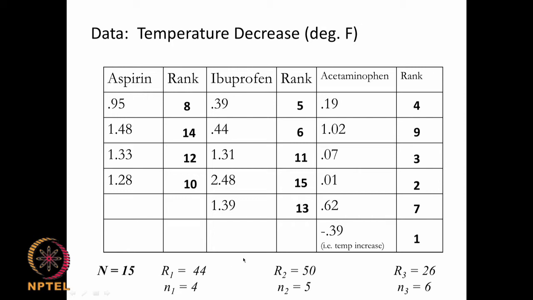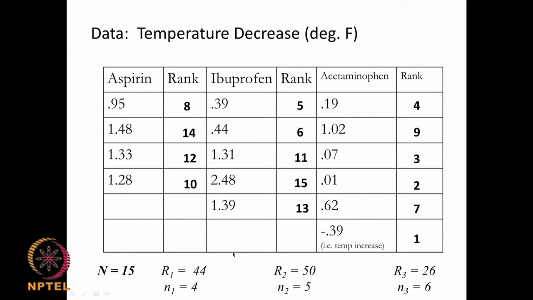If you look at the sum of the ranks, Ri, that means the summation: for the data set with 4 data points, if you add up all these you get 44; for the data set with 5 data points, you get 50; and for the data set with 6 data points, the total is 26. So, obviously there seems to be some large difference, and you may expect the groups to be behaving differently.